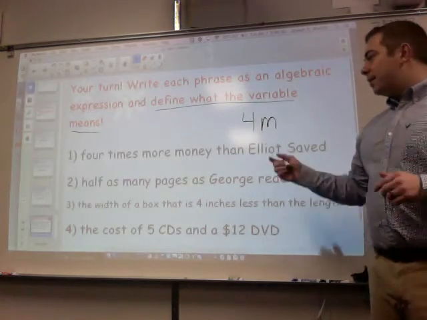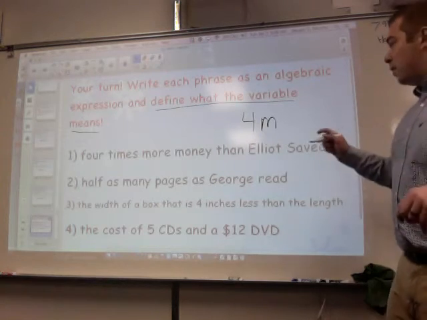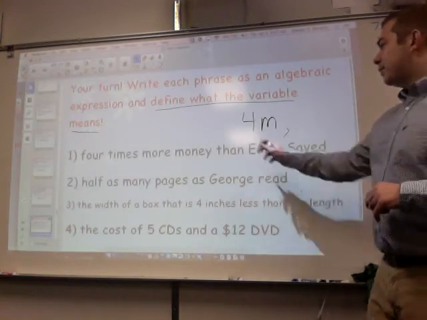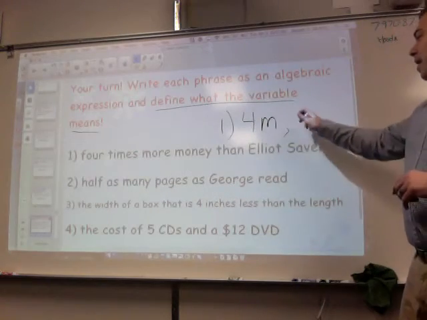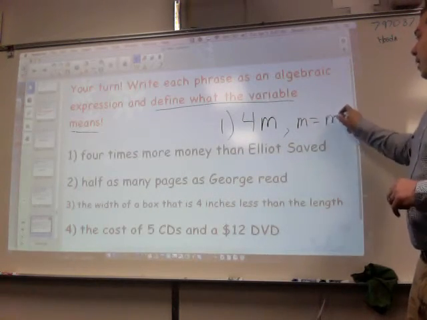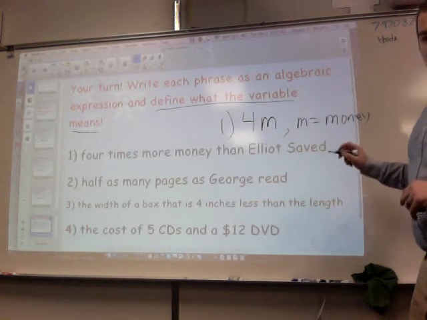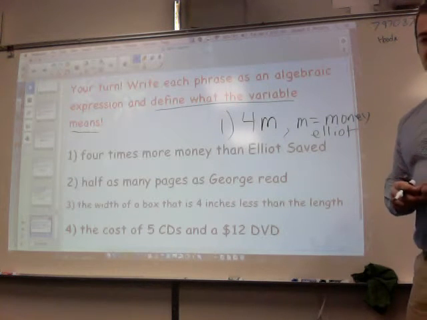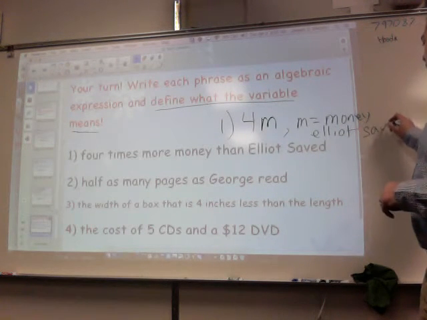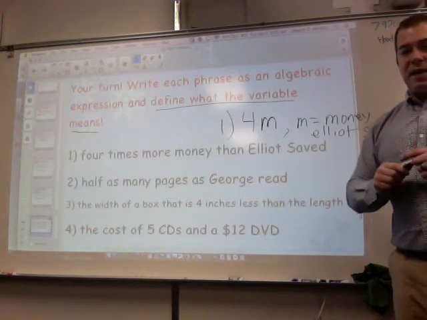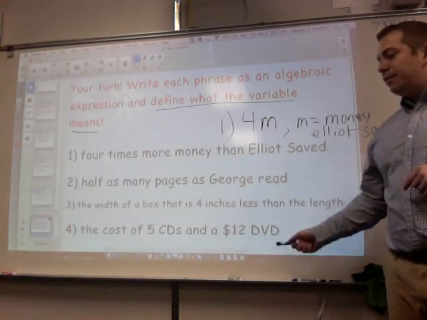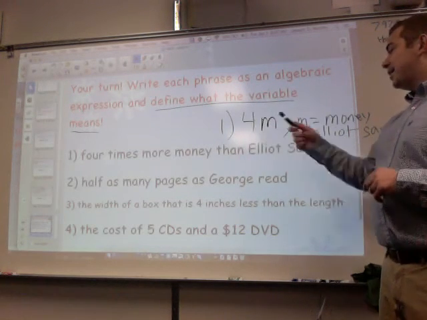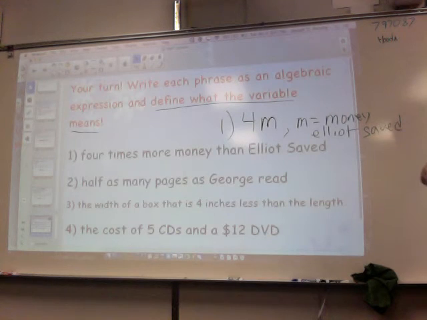That's the first part. But now I have to decide what m means. Well, in my notebook or on my paper, I'm going to write 4m as my answer for number 1. And then I'm going to write m equals money Elliot saved. Should have capitalized that, but this is math right now. So you guys can copy that down. There's your answer to number 1. You guys have to do 2, 3, and 4 on your own. 4 times m equals money Elliot saved.